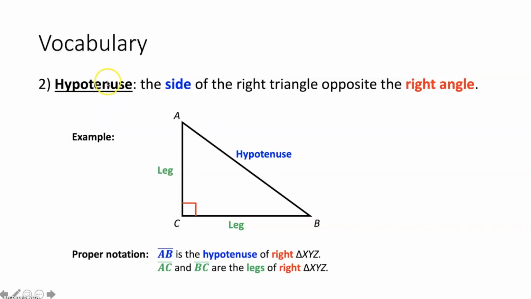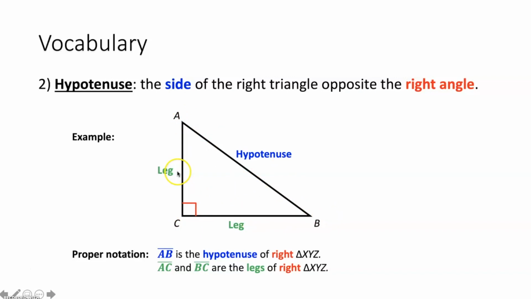Next vocabulary term is a hypotenuse. That's the side of the right triangle opposite the right angle. So down here, we again have a triangle with one angle measuring 90 degrees, meaning this must be a right angle, making triangle ABC a right triangle. Now, the side that is opposite that right angle, the side that is opposite the angle measuring 90 degrees, that is going to be your hypotenuse. So in this case, the side that is opposite angle C right here would be segment AB. Therefore, segment AB is your hypotenuse of right triangle ABC.